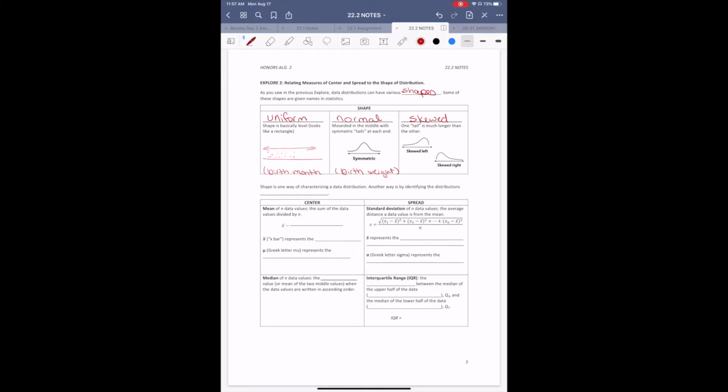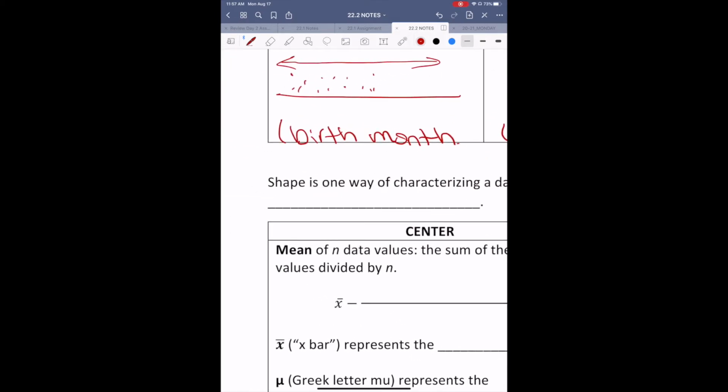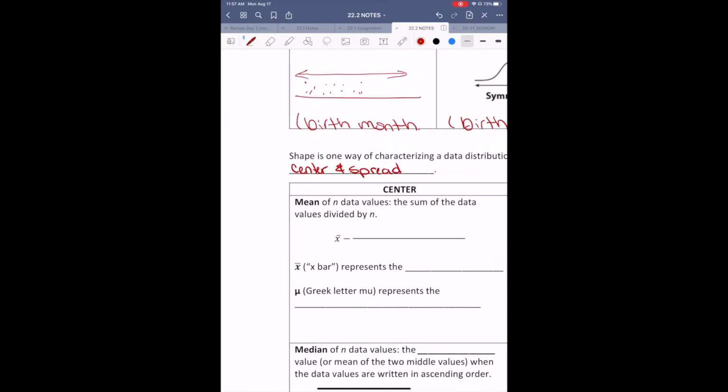Okay, now shape is only one way of characterizing a data distribution. Another way is by identifying the distribution's center and spread. Okay, so let's go ahead and look at what these are.